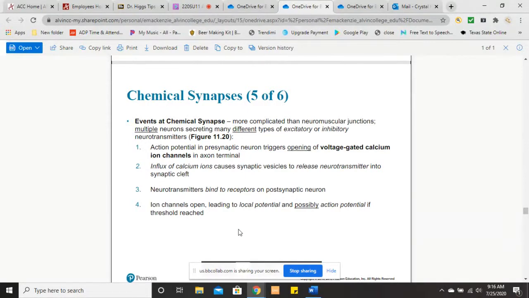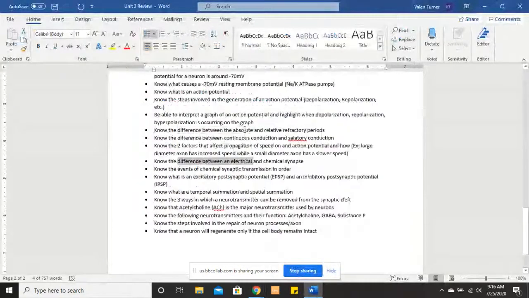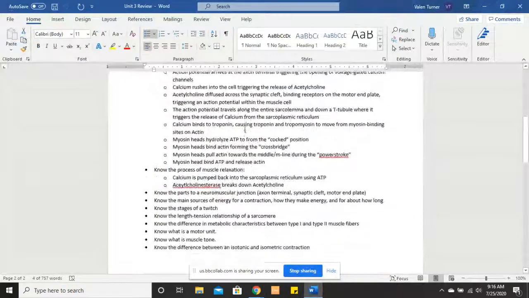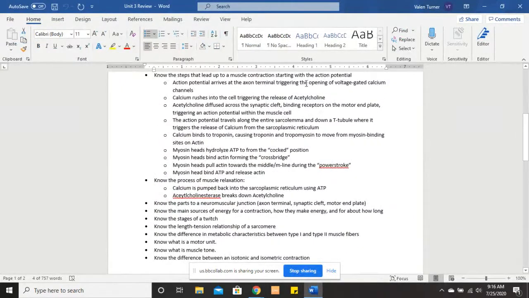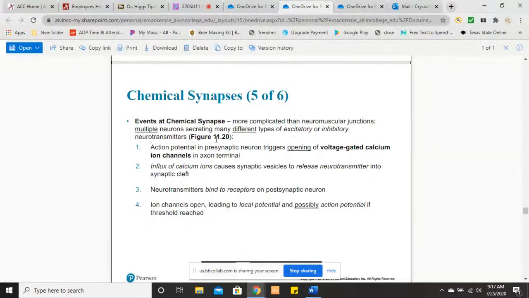You are seeing just the events of how you release a chemical in a chemical synapse. Look at your exam review. I was just giving you that in chapter 10. Action potential arrives at the axon terminal, triggering the opening of voltage-gated calcium channels. Calcium rushes into the cell, triggering the release of acetylcholine. I was explaining a chemical synapse. So look at that. Okay.